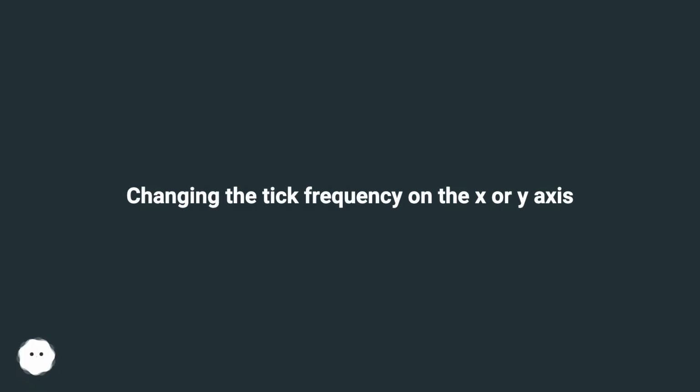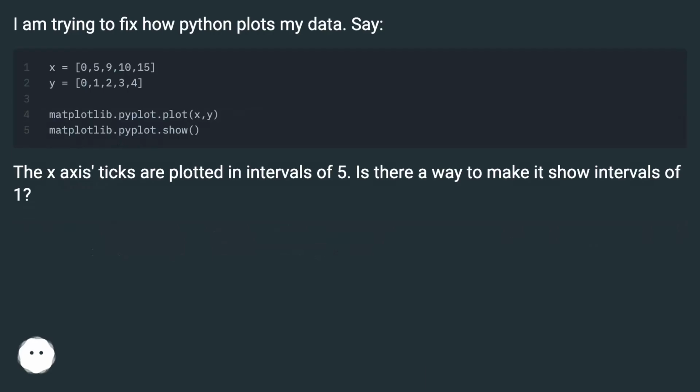Changing the tick frequency on the X or Y axis. I am trying to fix how Python plots my data. Say the X-axis ticks are plotted in intervals of 5. Is there a way to make it show intervals of 1?